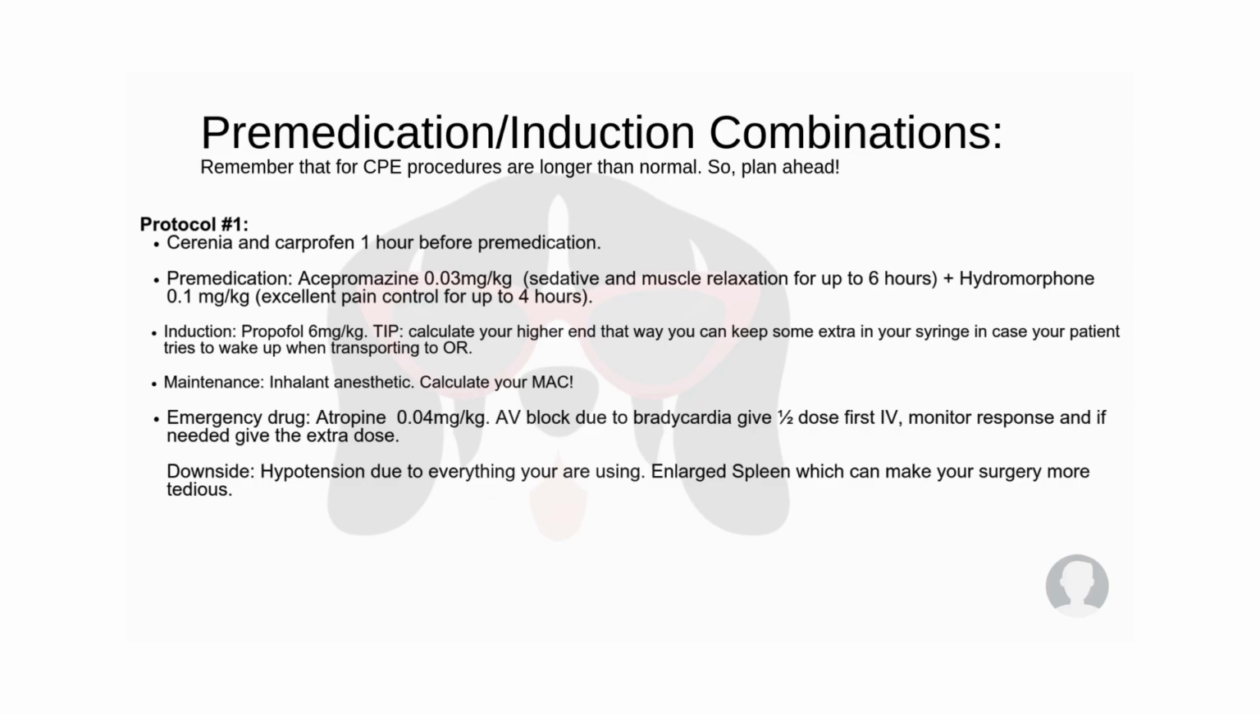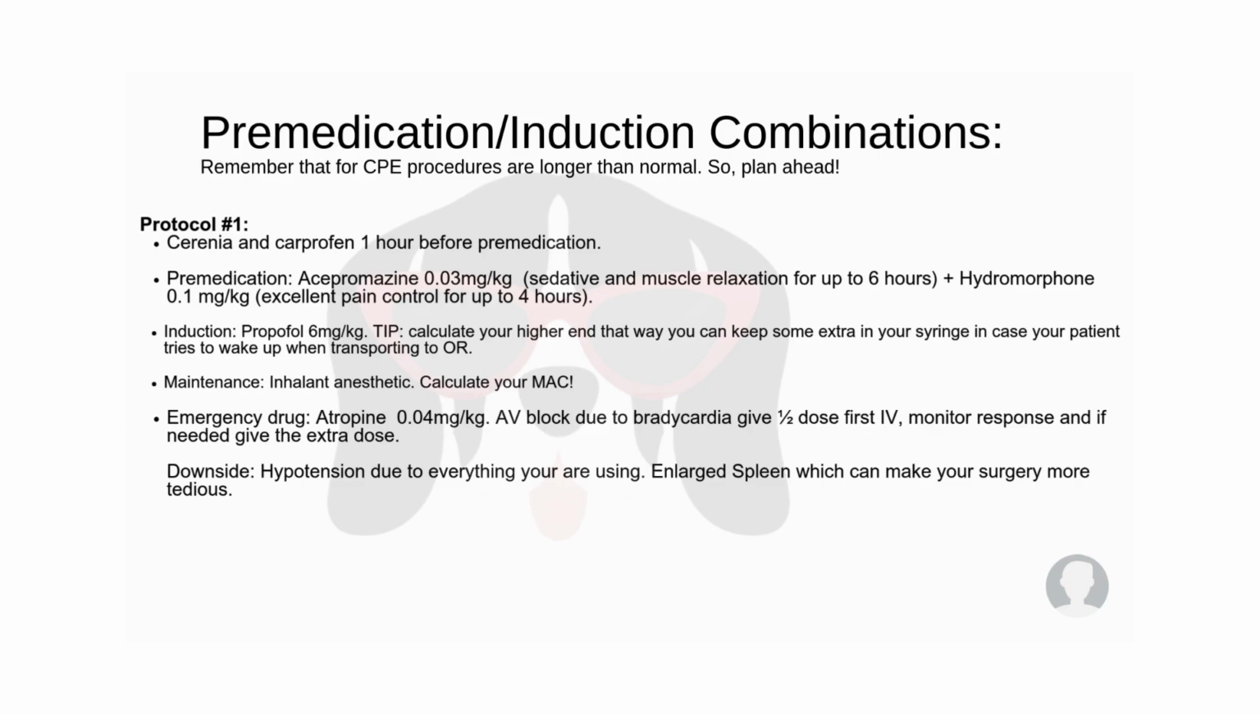For induction, I'm going to be using propofol 6 milligrams per kg. A tip: calculate your higher end. That way you can keep some extra in your pocket in case your patient tries to wake up when transporting to the OR. Maintenance is going to be my inhalant anesthetic. Calculate your MAC. And as an emergency drug, I'm going to keep atropine in my pocket. I will use 0.04 milligrams per kg just in case I'm faced with bradycardia and AV block.